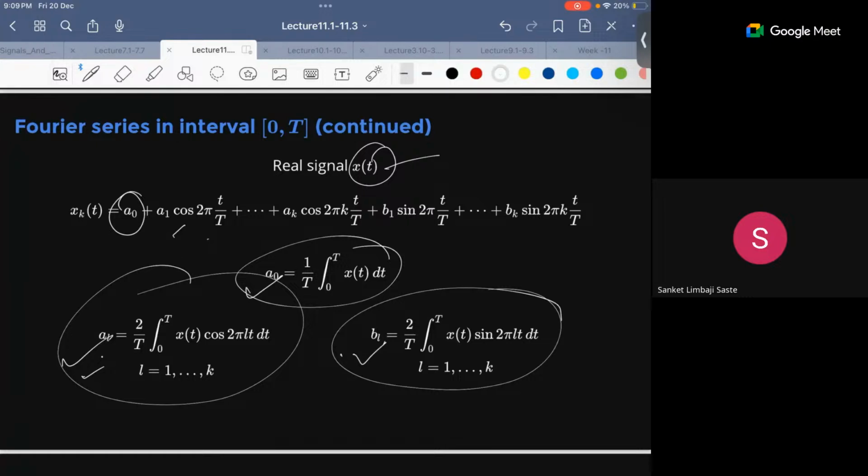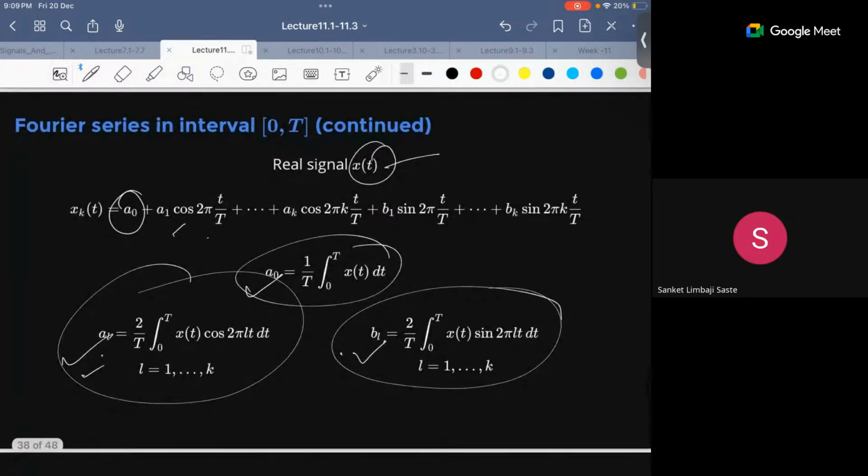Is it making sense, or did it just go over your head? Are you all able to understand this? Are you able to understand this?